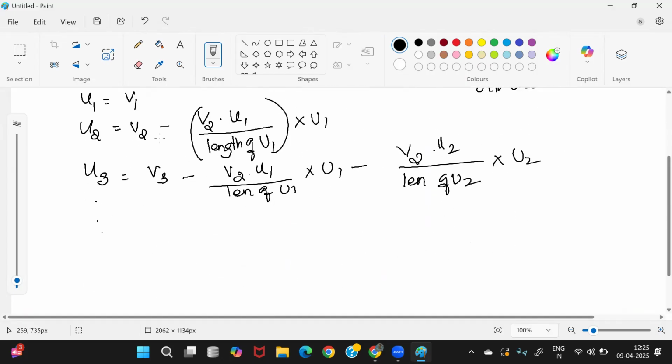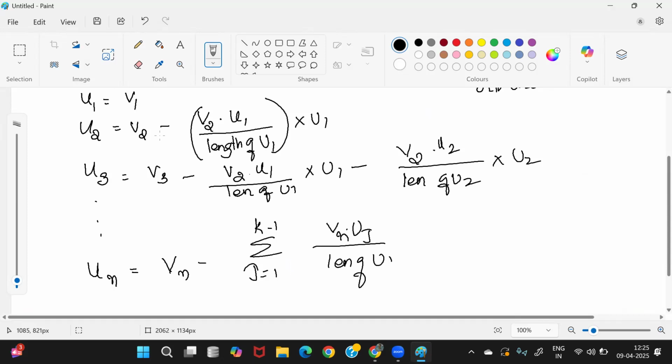Right. The nth orthogonal vector is equal to the nth vector minus the summation j equal to 1 to n minus 1 of vn dot product uj by length of uj times uj. I leave it to you for expansion.